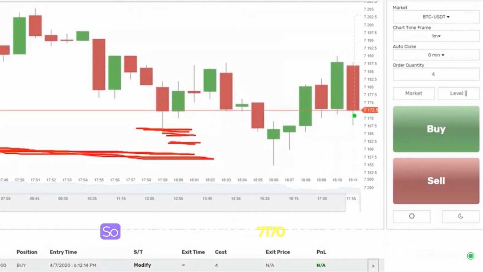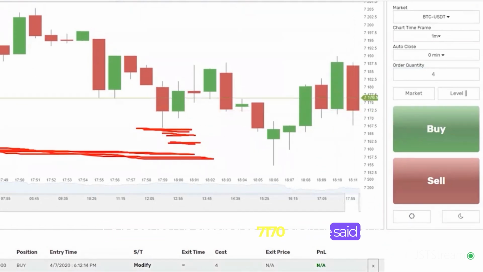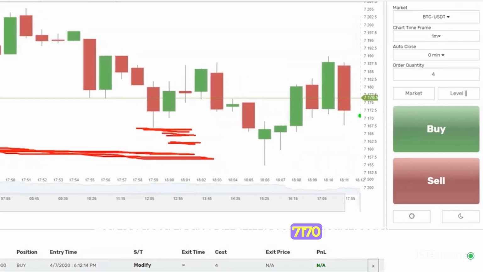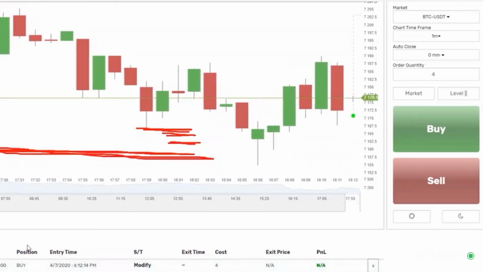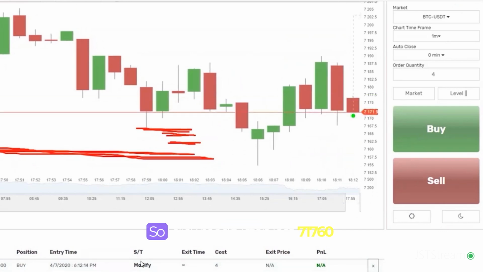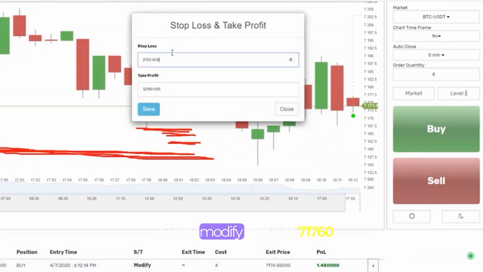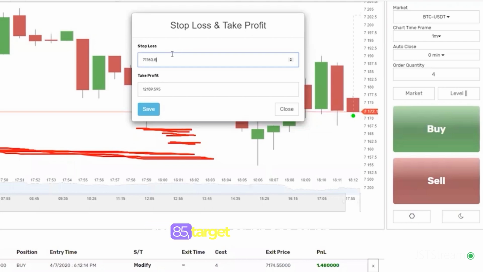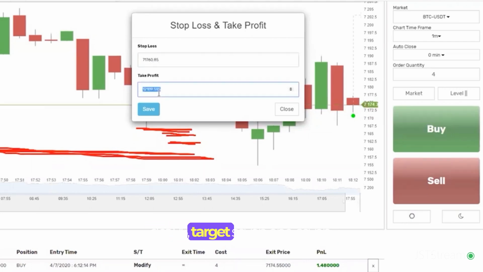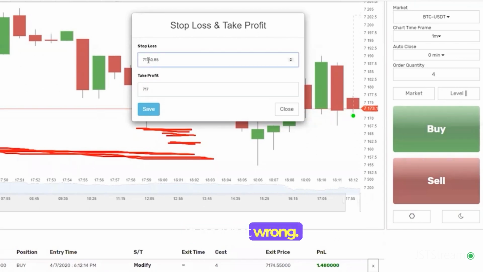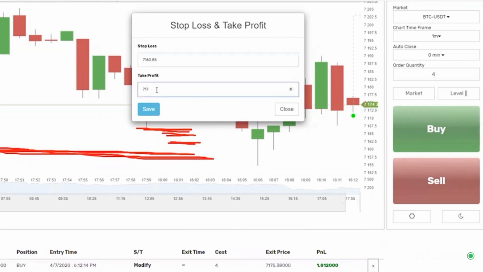And now we will wait for it. So because we entered at 7170 and we said our stop loss is 10 points away, what's 7170 minus 10? 7160. So I click modify, stop loss 7160.85, target 7190.85. Oh, I typed that wrong at first. So you can see this is 10 points away.